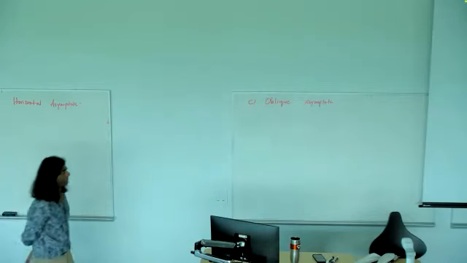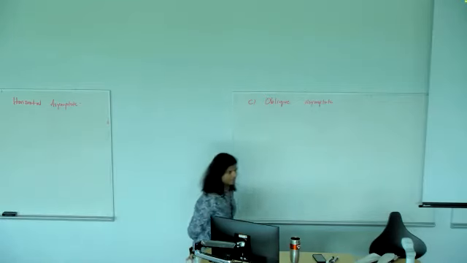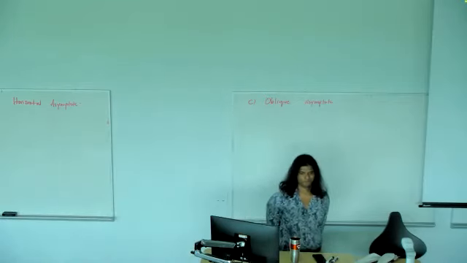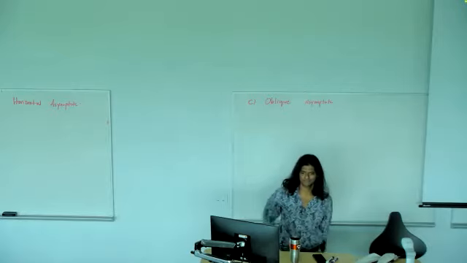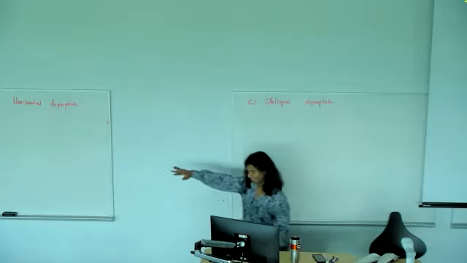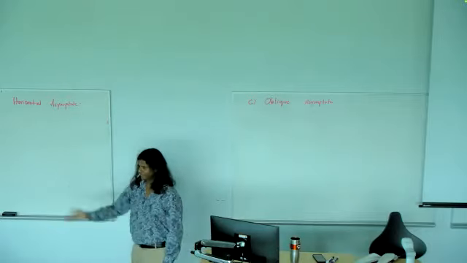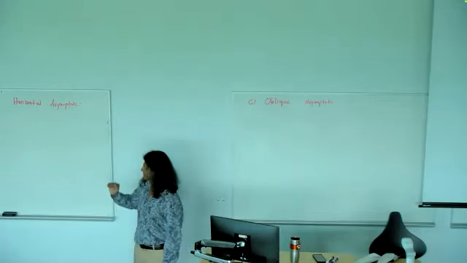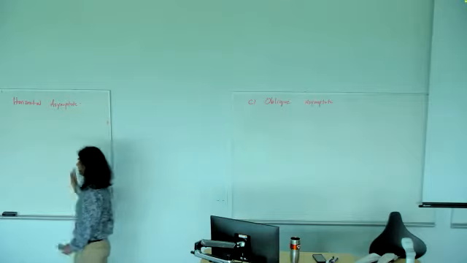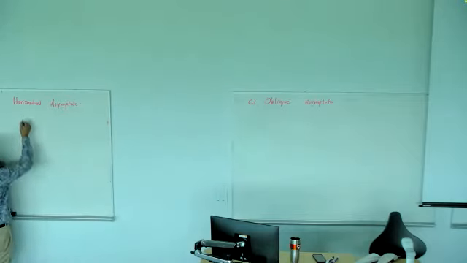Horizontal asymptote. What does horizontal mean? Horizontal line. It's going flat somewhere, yes? Now, the horizontal asymptote could happen in one of two ways.